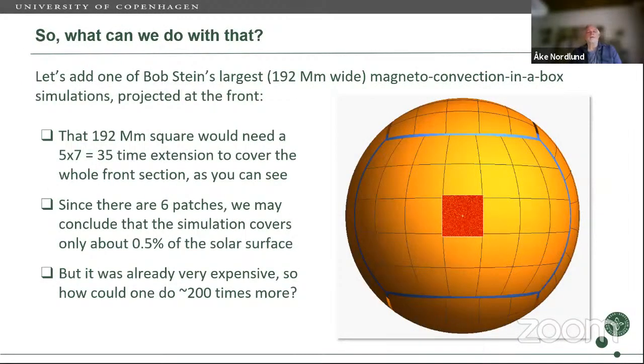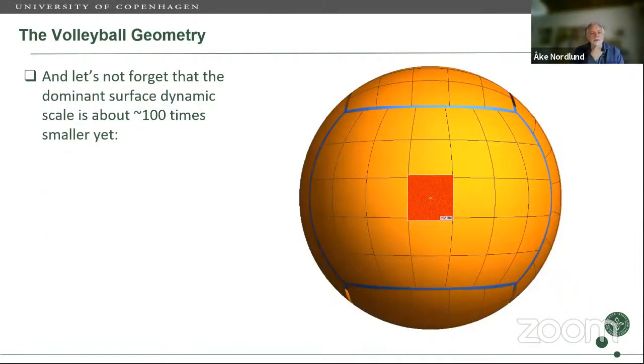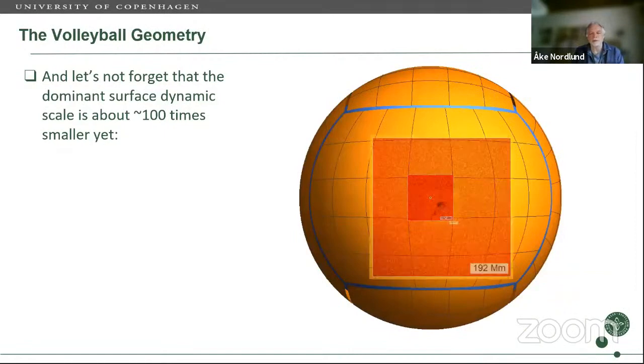So let's take one of Bob Stein's largest magneto-convection in a box simulations projected on the front here. It's 192 megameters square. You would need actually 35 of them to cover one front section of the volleyball. And since there are 6 of these, we conclude that this rather huge simulation covers actually only about 0.5% of the solar surface. So wouldn't it be really expensive then to do the whole thing 200 times more? Well, let's first look at what this really means in terms of size.